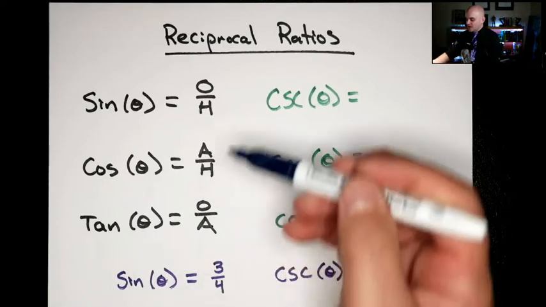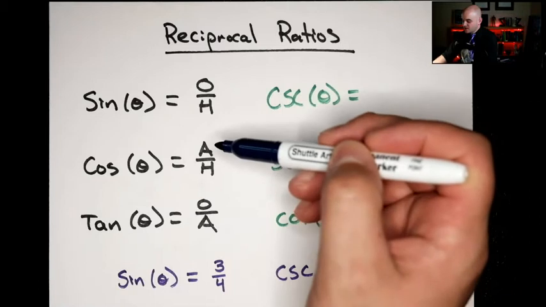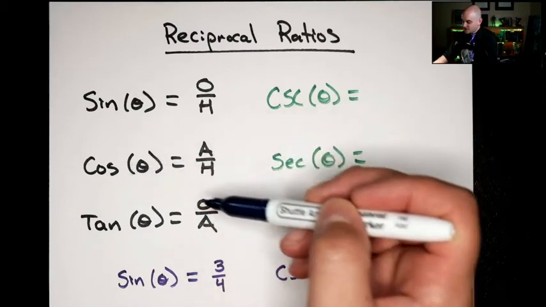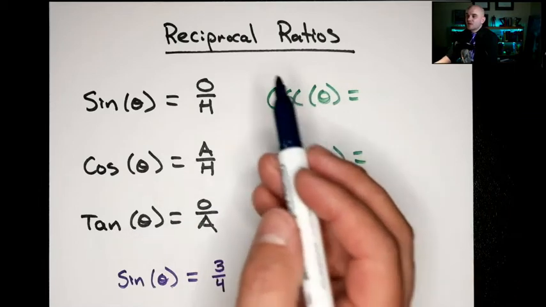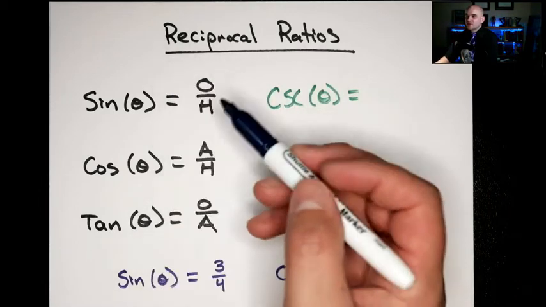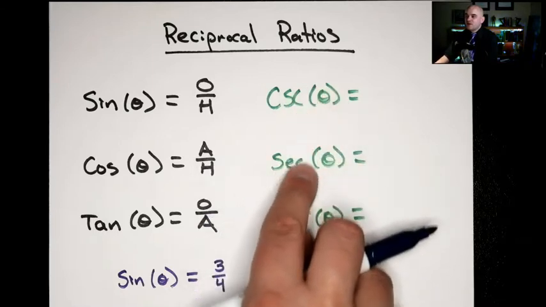So what I've got written out are those ratios that we learned before. Opposite over hypotenuse is sine, adjacent over hypotenuse is cosine, and opposite over adjacent is tangent. But we can also have reciprocal ratios. That's when we flip these fractions, and when we flip them, we get these right here.